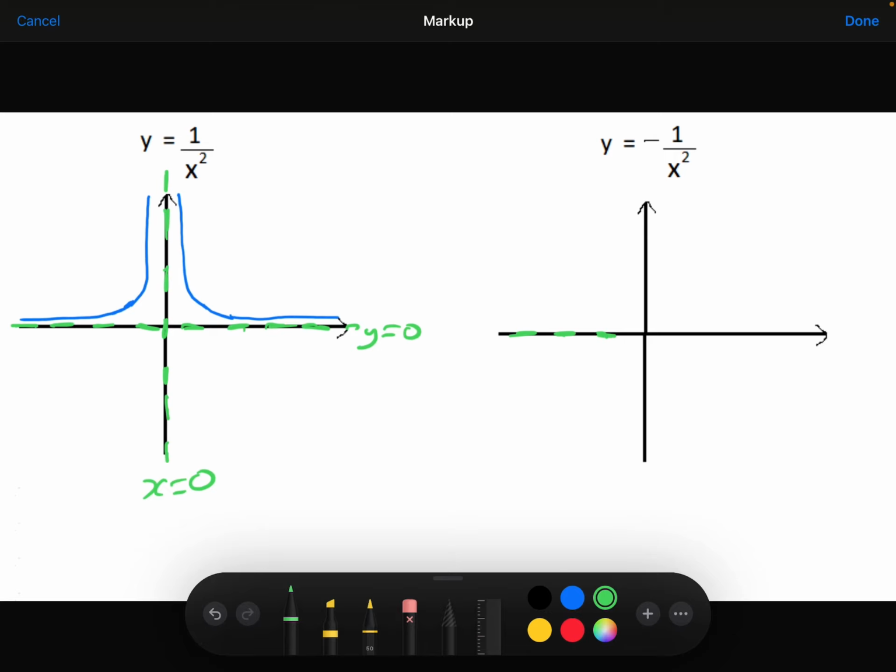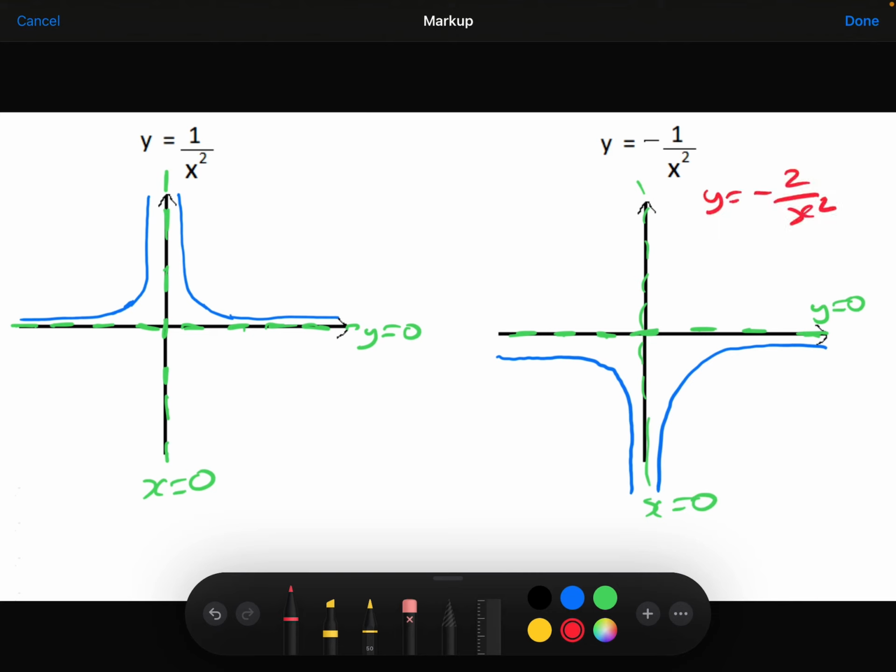The graph of y equals minus 1 over x squared still has my asymptotes in the same place, but this time it's always going to be negative. And again, if I wanted to draw the graph of y equals minus 2 over x squared, that would have the same shape, but all the y coordinates would be 2 times bigger. So it looks something like that.